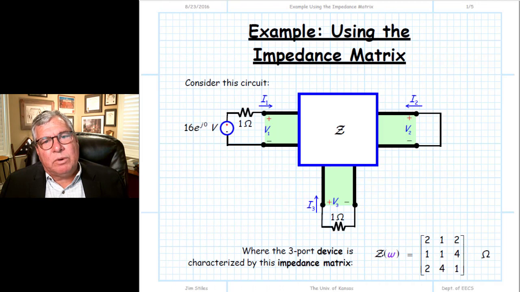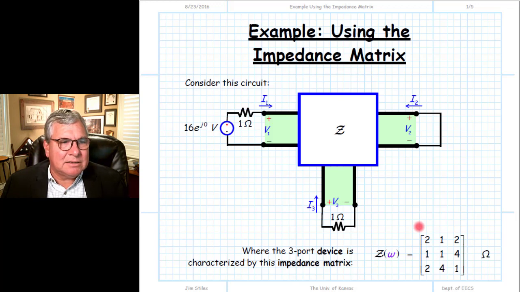Consider this circuit where we have a three-port network, and this three-port network is known to us with respect to its impedance matrix, all of its transimpedance parameters, 9 of them for a three-port device. In this case, we look at the impedance matrix and all the elements are real, and this is certainly an academic problem. In real situations, all of our transimpedance parameters are going to be complex, real and imaginary components almost certainly.